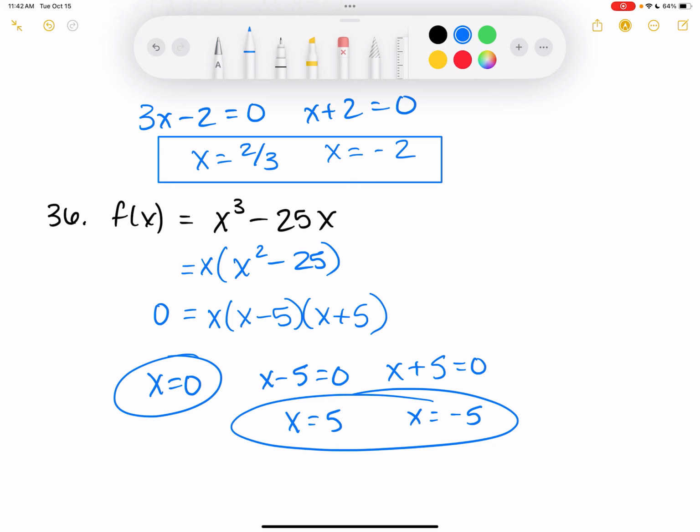Are there any questions about those ones? Are you okay on those? You've done this before, it just looks a little different than how you've done it before.